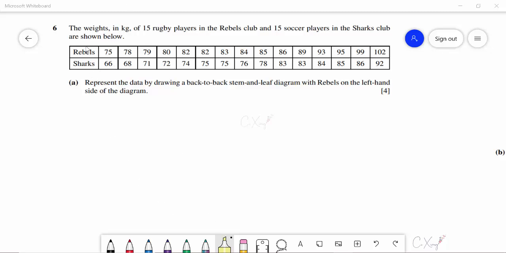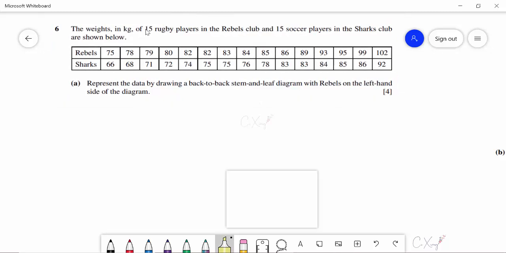For question number 6, they give you 2 sets of data for 15 rugby players. Oh sorry, there are 2 clubs here, the Rebels club and the Sharks club. These are the data that show their weight. So you have 2 sets of data, one set from Rebels, another from Sharks. For the first part, they want you to represent the data by drawing a back-to-back stem and leaf diagram, and the Rebels must be on the left-hand side.